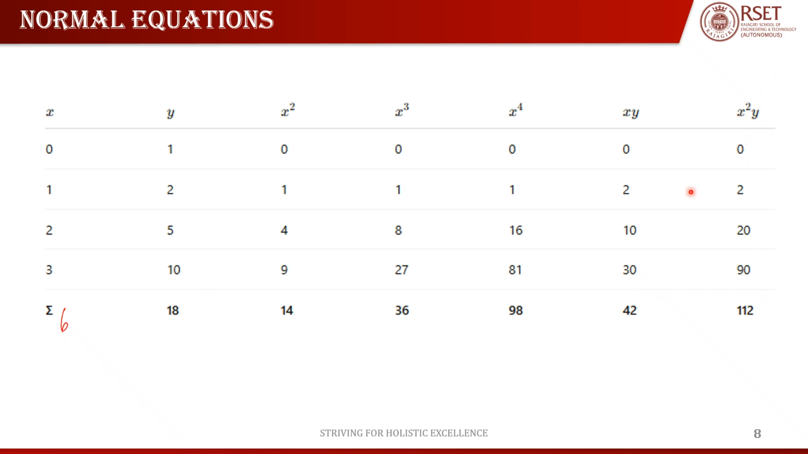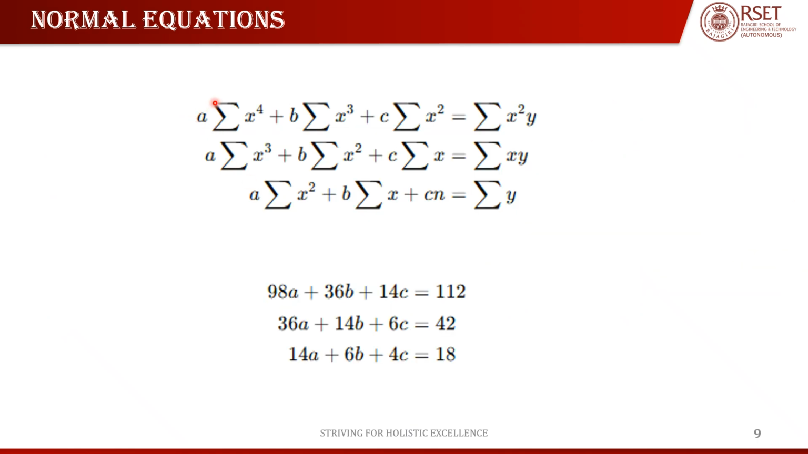Now you have all the values, just substitute it in the normal equation. You have the equations to be given. First one, so a into summation xi raised to 4, summation xi raised to 4 was 98, plus b into summation xi cube, that was equal to 36, plus c into summation xi square, that is equal to 14, and summation xi square y, that is equal to 112. So you have the first equation. Similarly form the second and the third one.